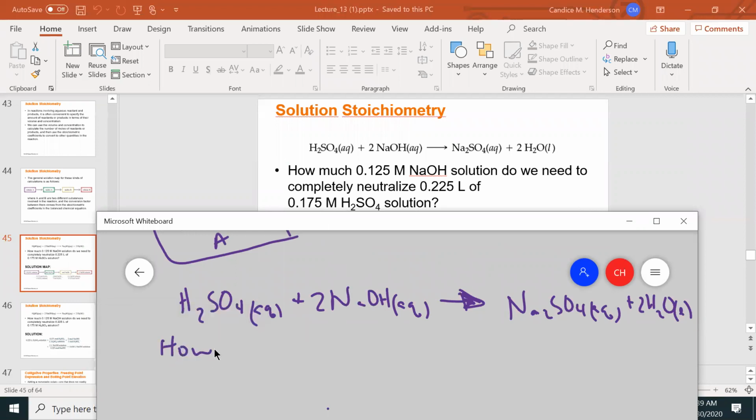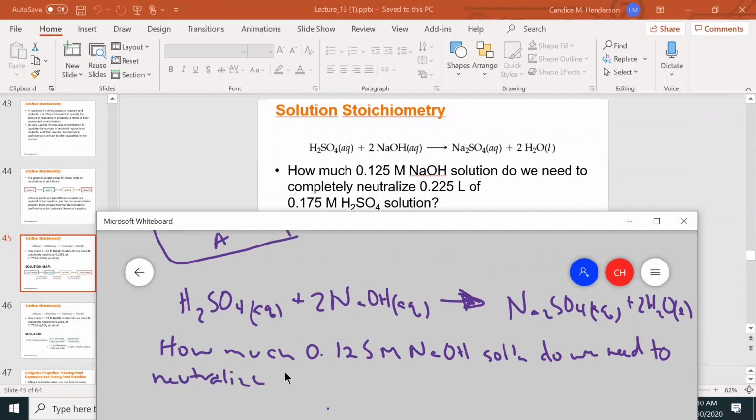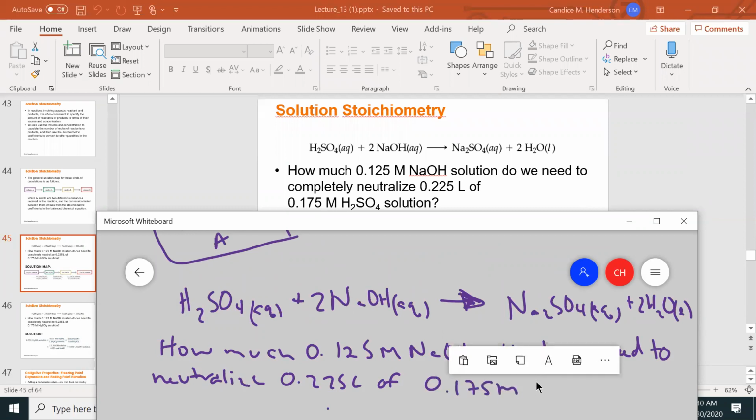So how much 0.125 molar NaOH solution do we need to neutralize 0.225 liters of 0.175 molar H2SO4 solution.